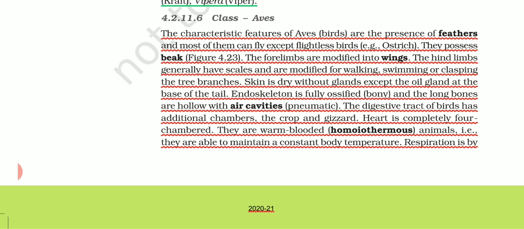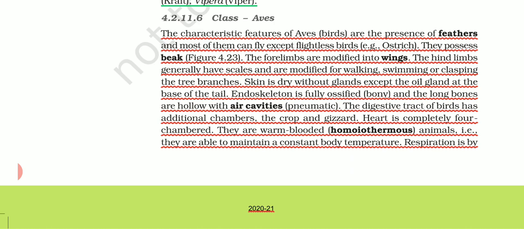Now let's come to the sixth class, that is Aves, in which all kinds of birds are included. The most important characteristic feature of birds is the presence of feathers. Most of them fly, with one exception, the ostrich. They have a beak through which they eat food. The shape, size and texture of the beak vary from one bird to another.